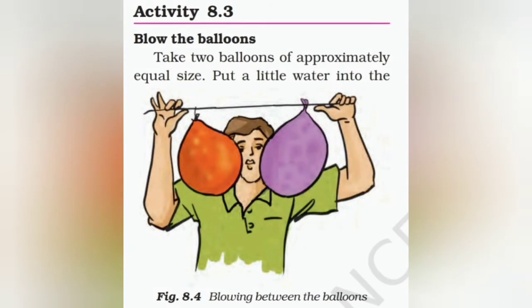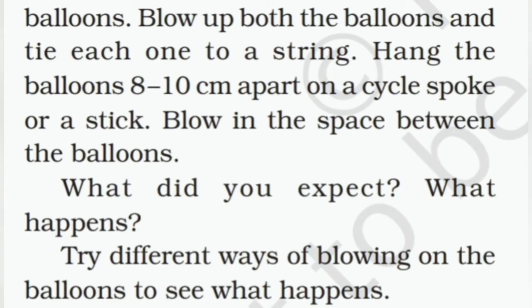Activity 8.3. Blow the balloons. Take two balloons of approximately equal size. Put a little water into the balloons. Blow up both the balloons and tie each one to a string. Hang the balloons 8 to 10 cm apart on a cycle spoke or a stick. Blow in the space between the balloons.